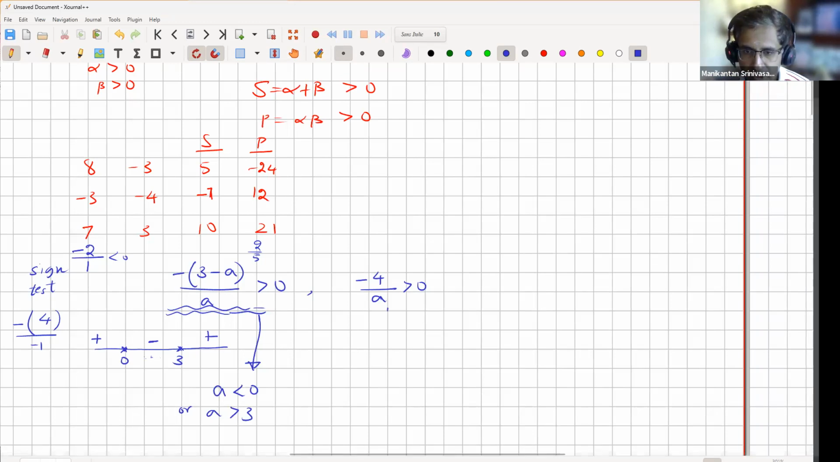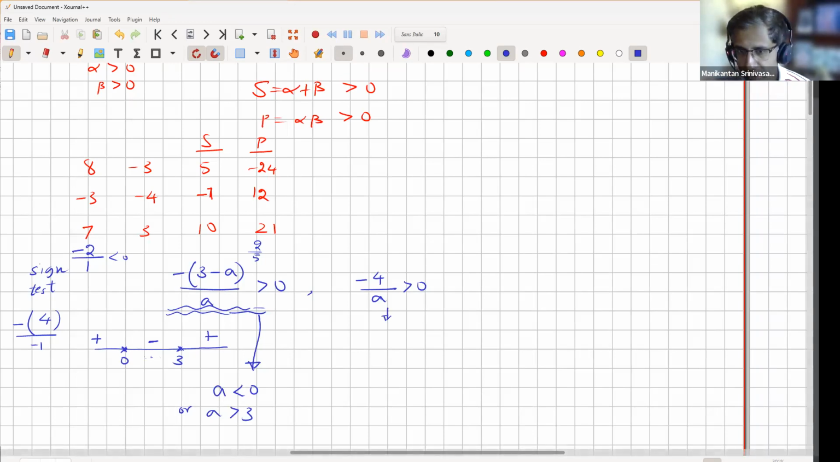Okay, now let's come to the product. The product is much easier here because it's just -4 by A. The ratio of a negative number to another number should be greater than 0 means what? A must also be negative, since only a negative upon negative is positive. So A must be simply negative, that's it. A should be less than 0.